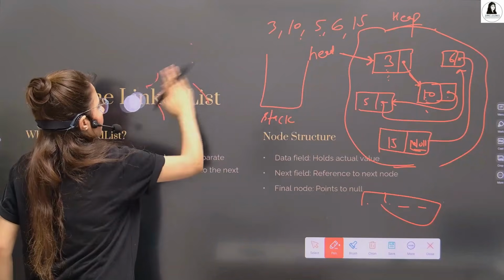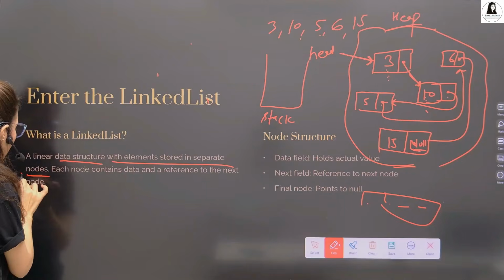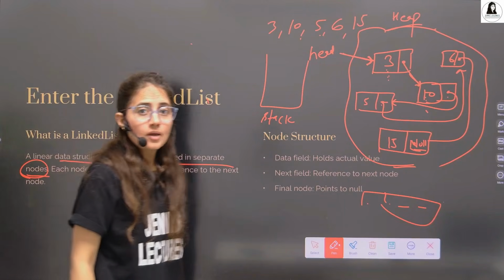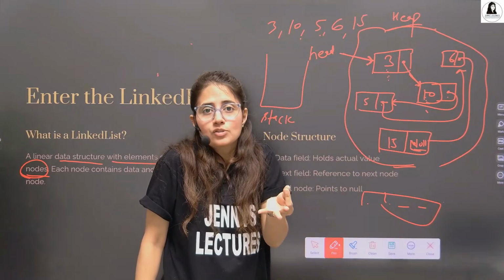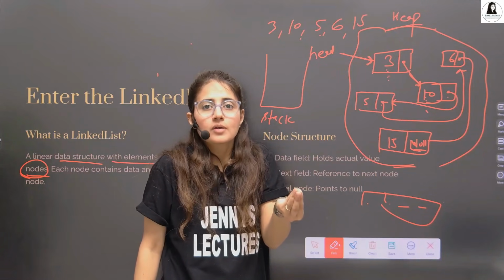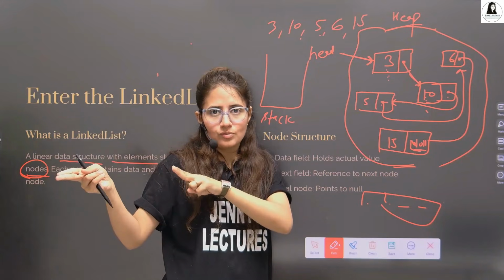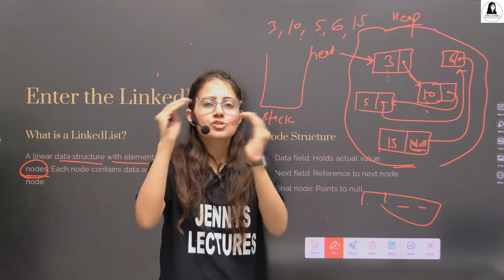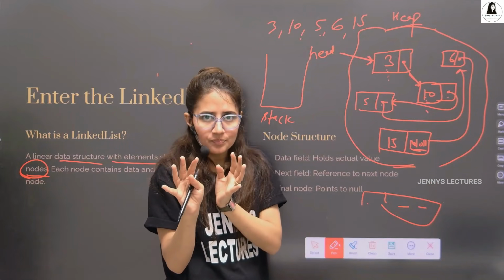Okay. So it's a linear data structure. Elements are stored in separate nodes. Now, why do we call these nodes? Because we are not just storing the data like in arrays, where we store the data itself. Here we are storing the data as well as the reference to the next node. So this complete thing is known as a node, not a simple element or data.